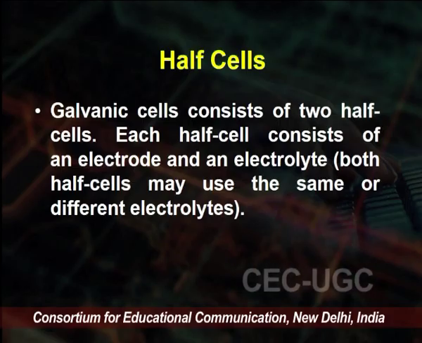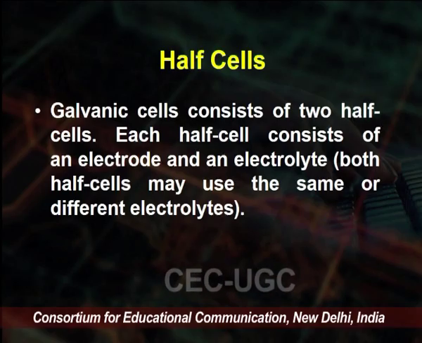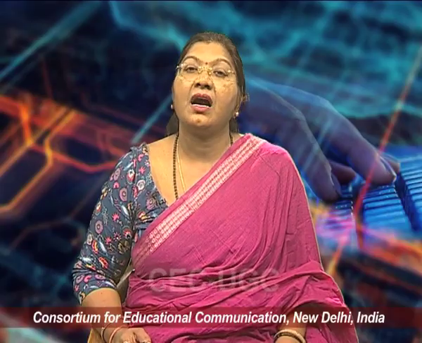This galvanic cell consists of two half cells. Each half cell consists of an electrode and an electrolyte. Both half cells may use the same or different electrolytes. In the further lecture we will discuss the galvanic half cell and the other types of cells, and we will discuss their applications, advantages and uses.